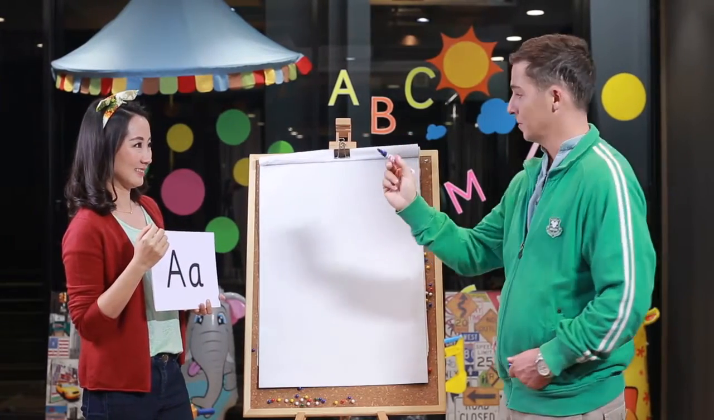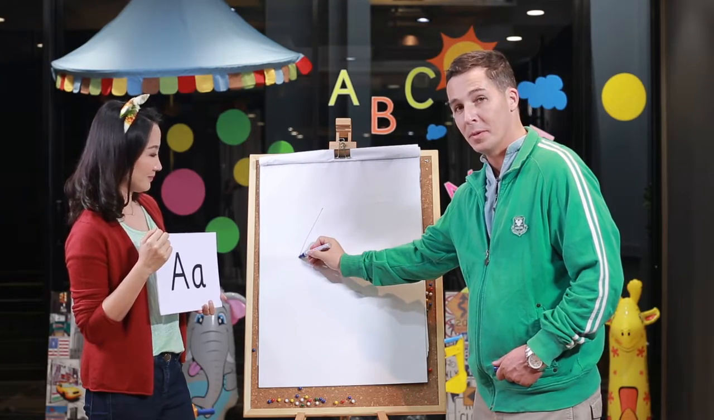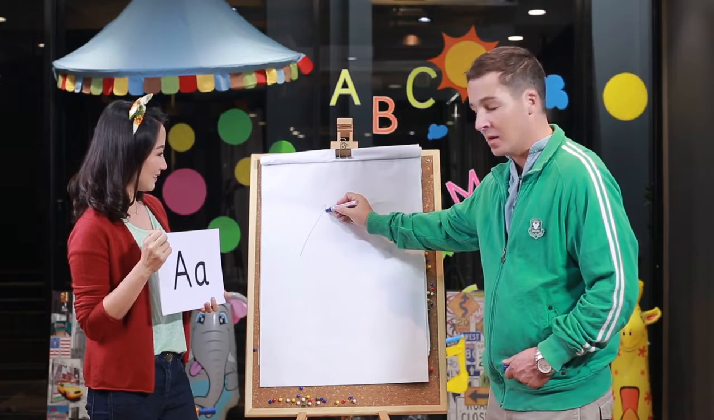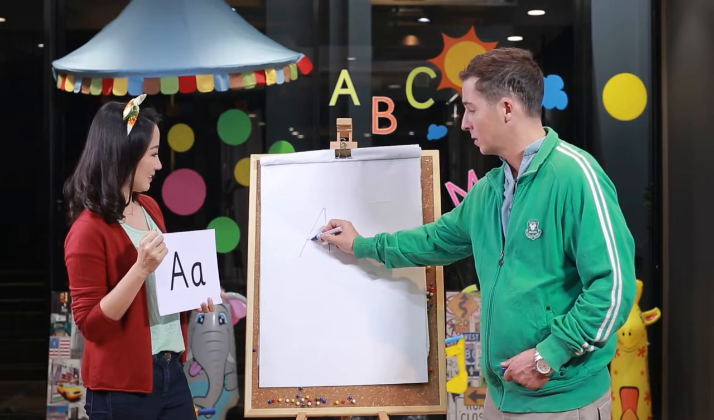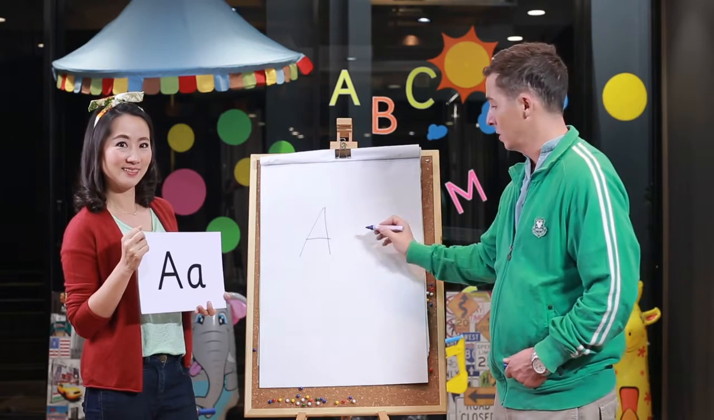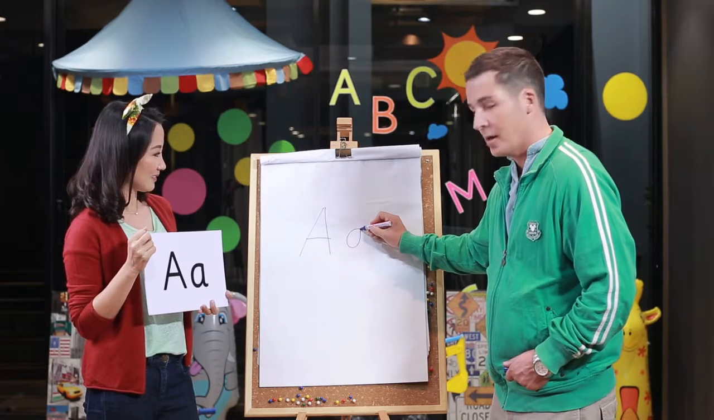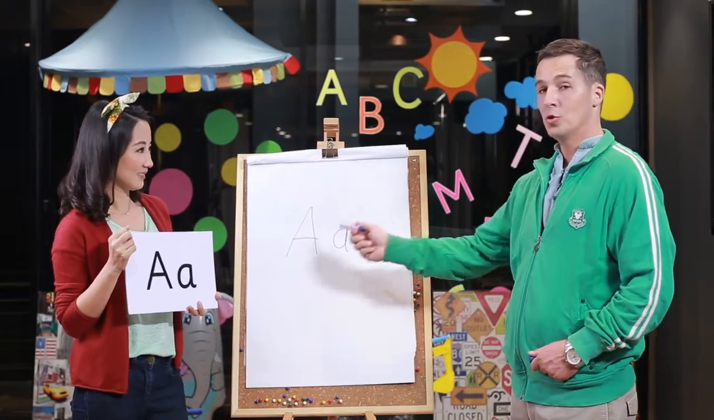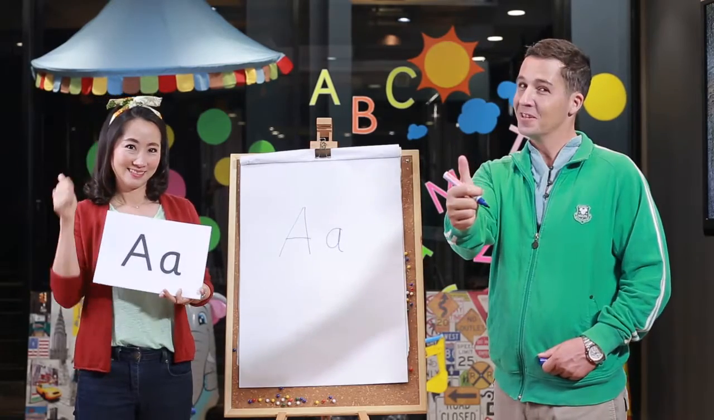Take your pencil and draw a line down for the big A. Draw another line and make a line across. For small A, draw an oval and make a tail. Do your letters look like this? If yes, very good!